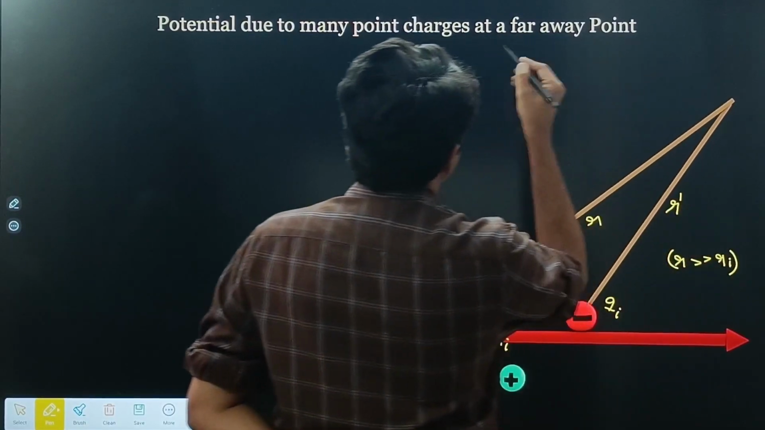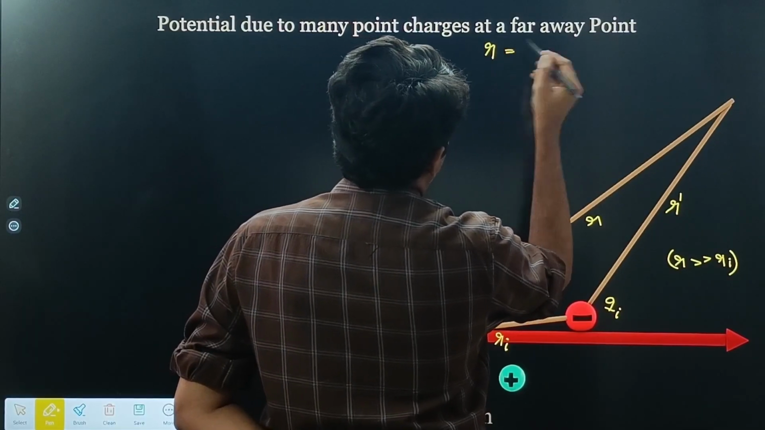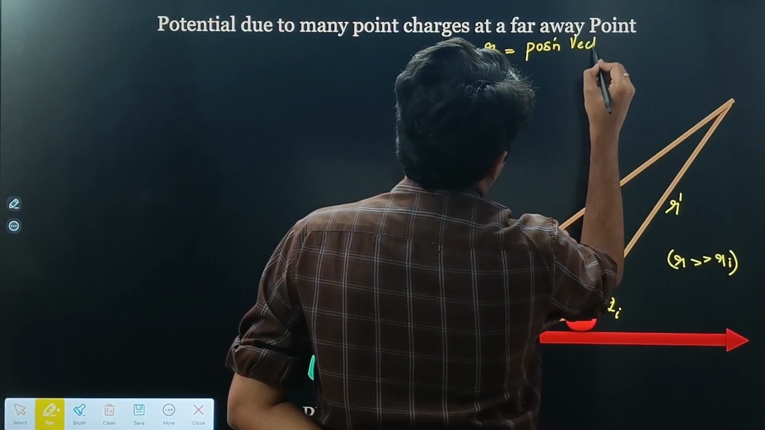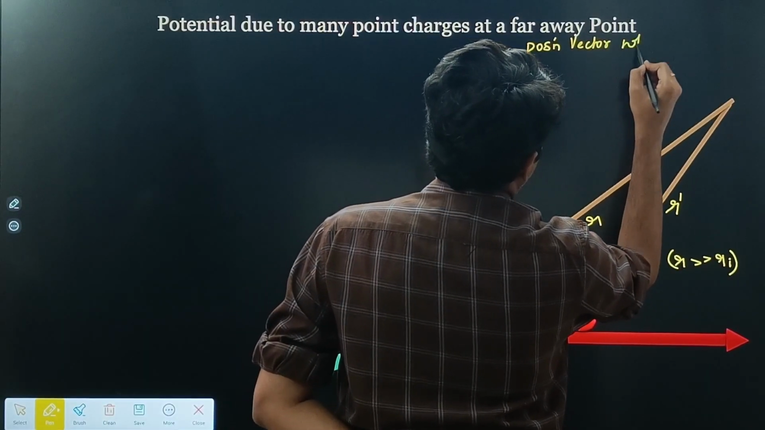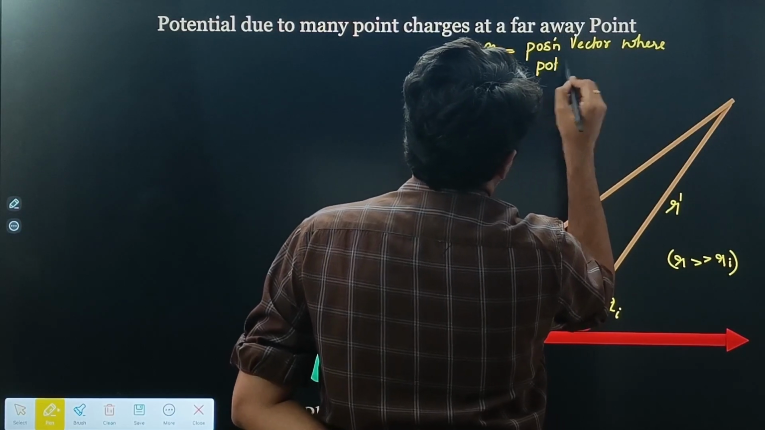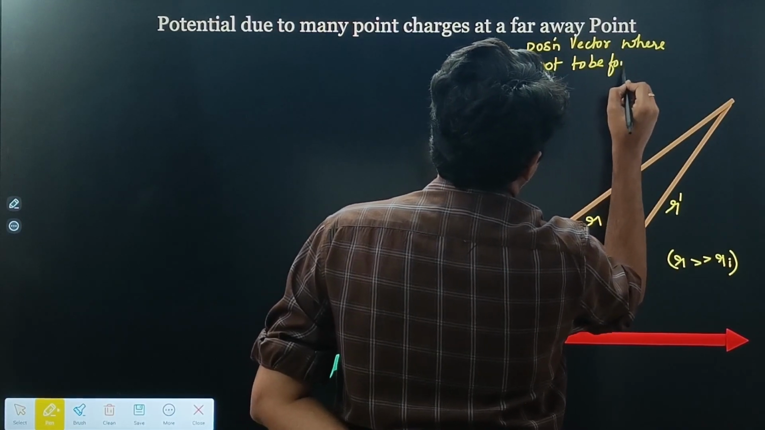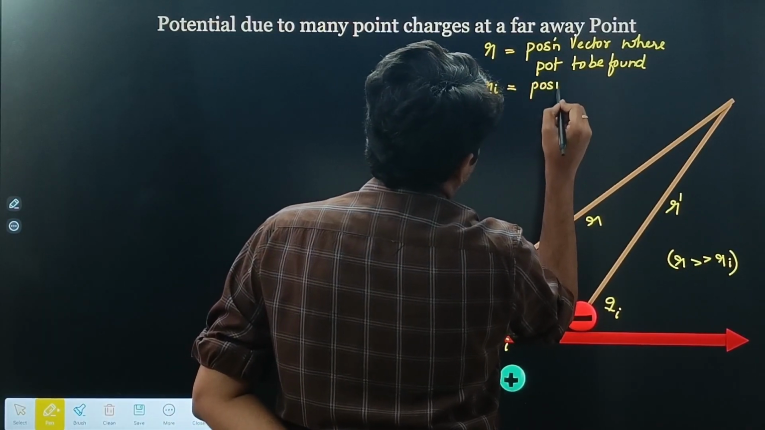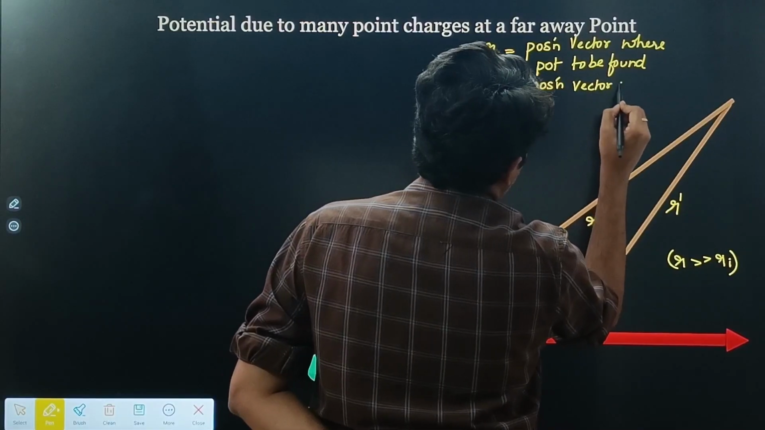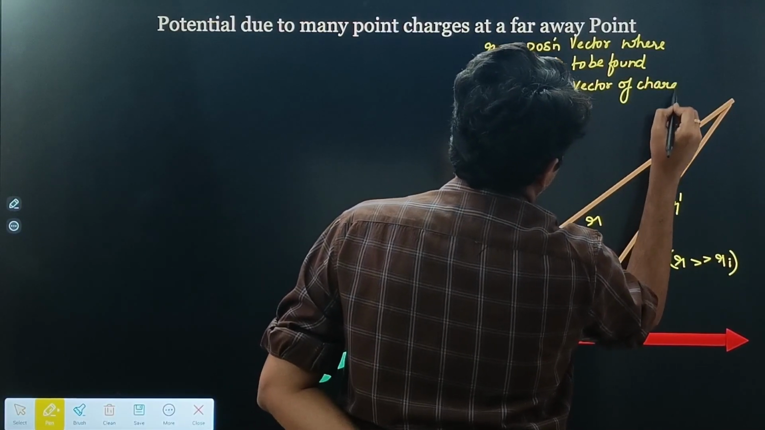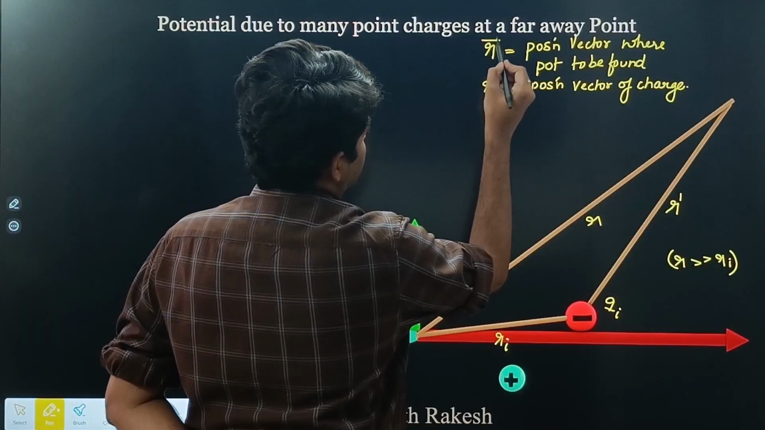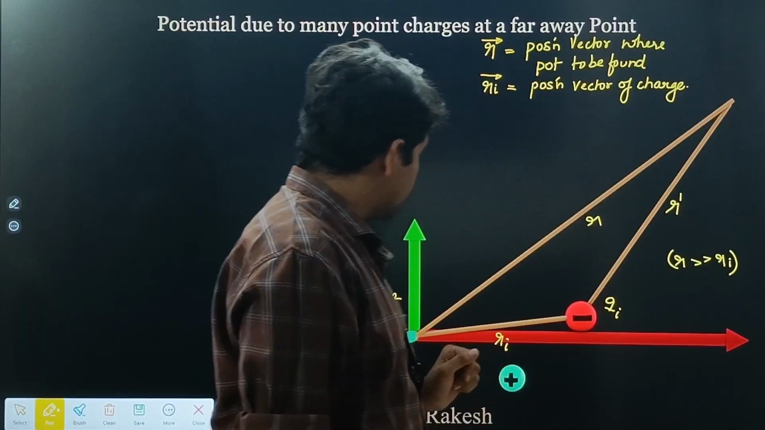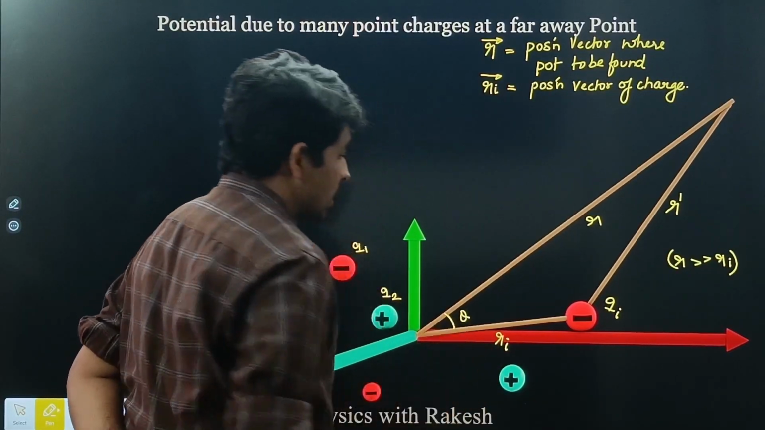I'll just write down here, what is R? Position vector where potential has to be found. What is Ri? Position vector of each charge. Just this position vector is something like this. Anyways, we are using the magnitude here. And suppose, let us say this is theta. So what can I write here?